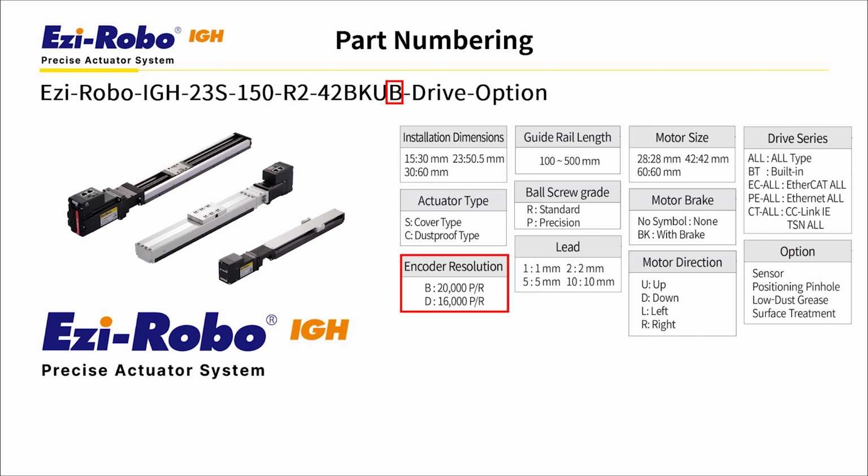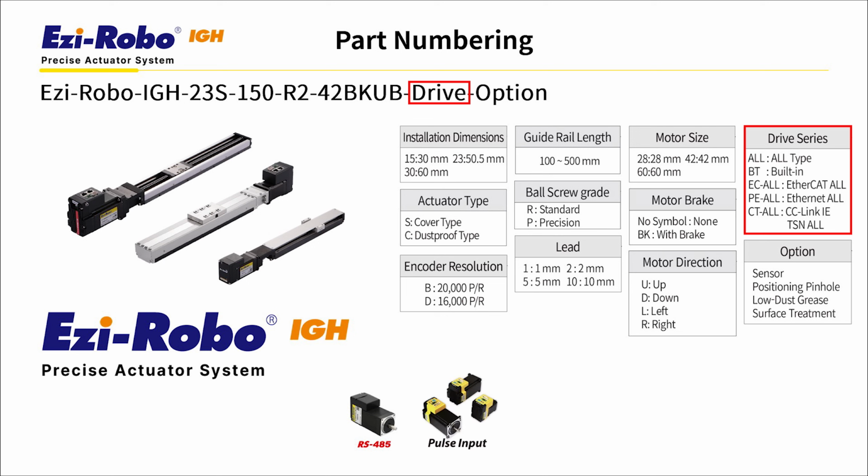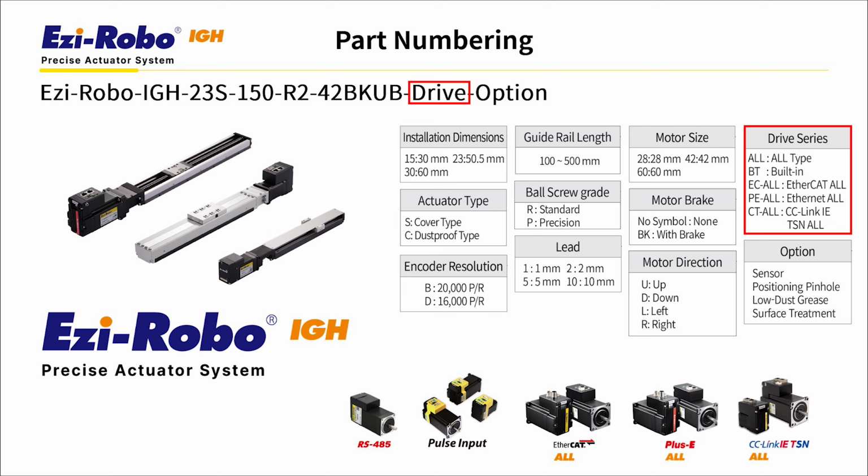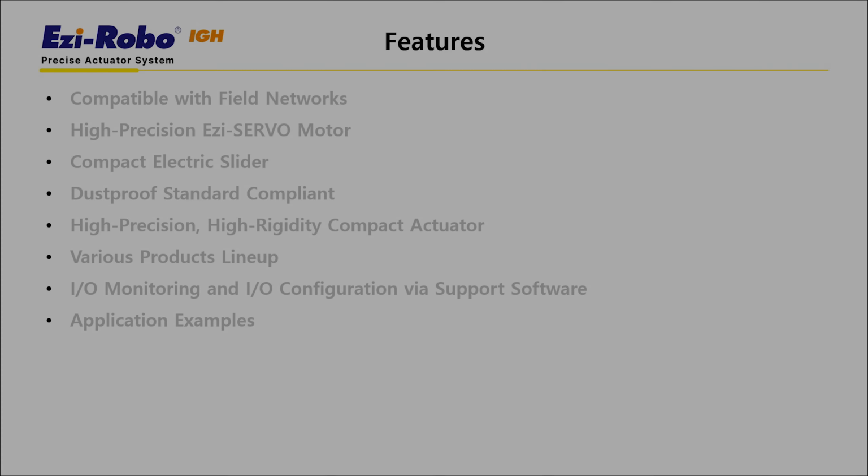B refers to the encoder resolution. Available resolutions are D, 16,000 ppr, and B, 20,000 ppr. Drive types: there are 5 types of drives available, all types supporting RS-485 communication. Built-in type for pulse control. EtherCAT, all types supporting EtherCAT communication. Ethernet, all types supporting Ethernet communication. CC-Link IE TSN, all types supporting CC-Link IE TSN communication. Options: optional features include sensors, positioning pinholes, low dust grease, and surface treatment.